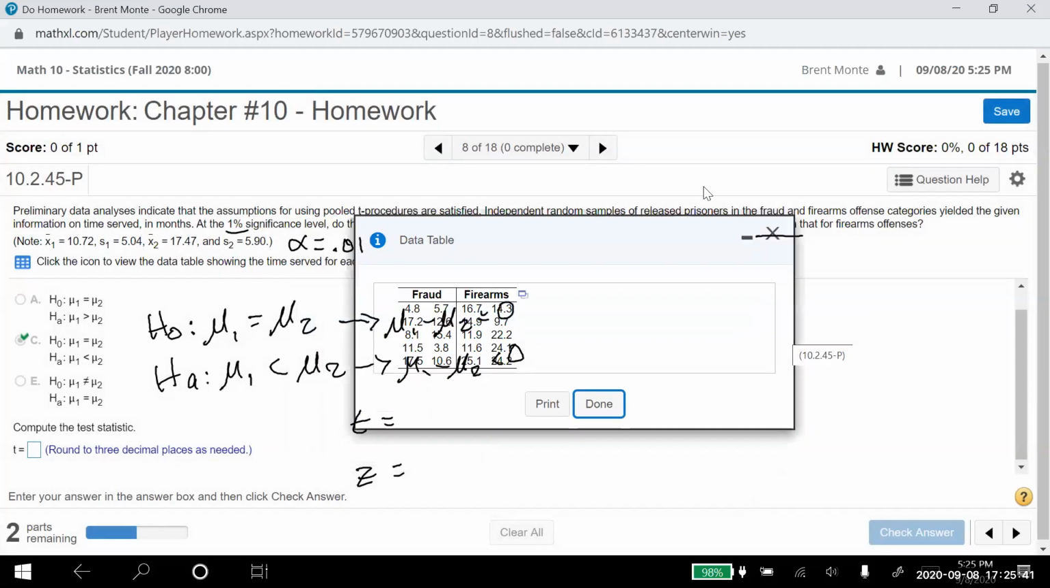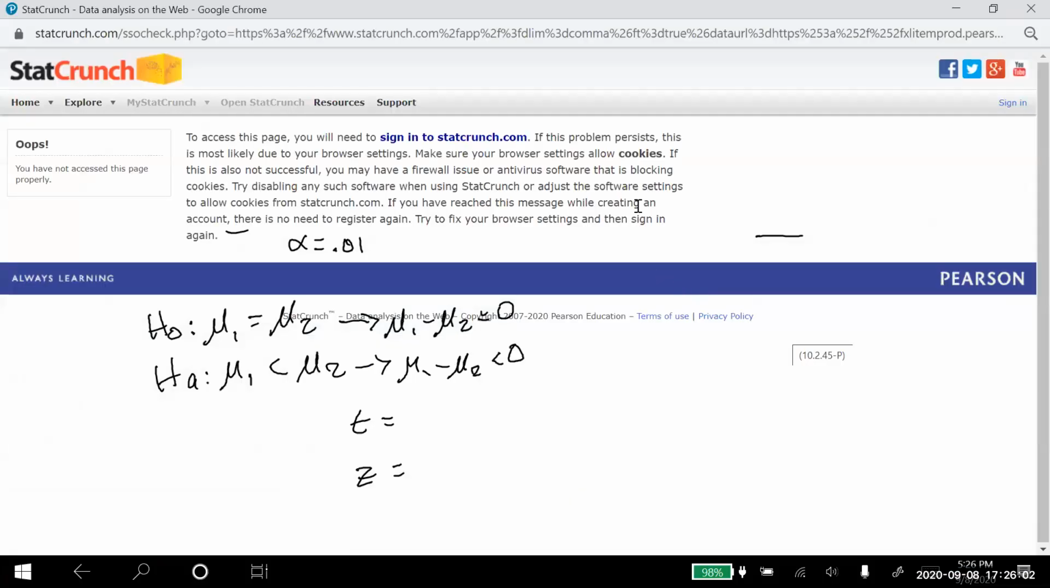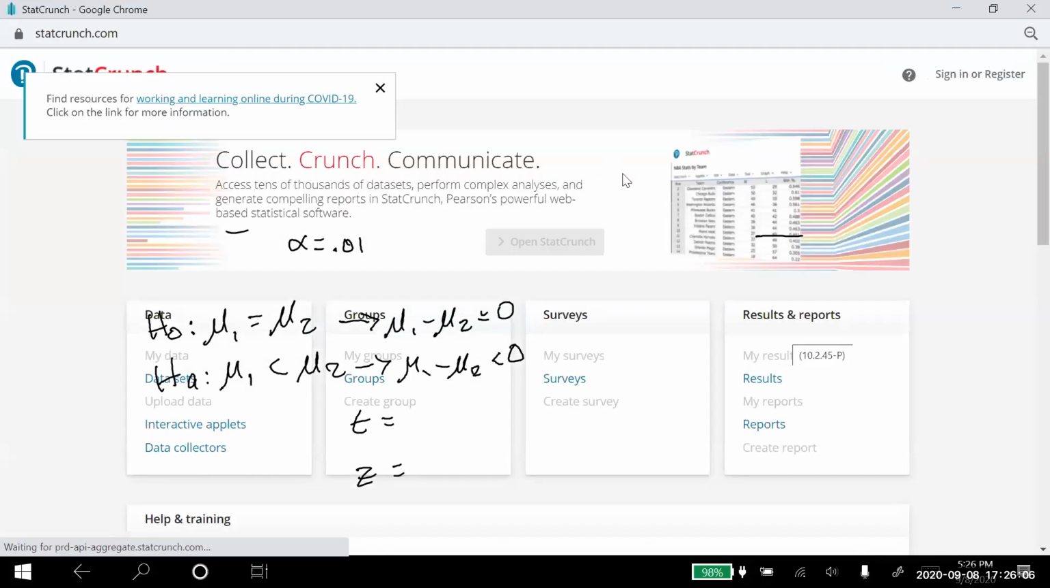Okay, so there's our data, and they're showing us for fraud and firearms. Open it up in StatCrunch. And what I'm going to do is I'm going to do a t-test, but we haven't done one of these before. It's a 2-sample t-test because I have 2 samples, one from each population. So when this comes up, it's going to look very similar to what we've done before. And again, if you get a problem like this, just sign into StatCrunch.